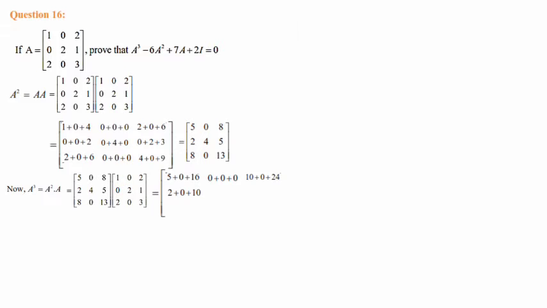Second row with the second column. 2 into 0, 0, plus 4 into 2, 8, plus 5 into 0, 0. It's mentioned. Then second row with the third column. 2 into 2, 4, plus 4 into 1, 4, plus 5 into 3, 15. Next is third row with the first column. 8 into 1 is 8, plus 0 into 0, 0, plus 13 into 2 is 26. It's mentioned. Third row with the second column. 8 into 0, 0, plus 0 into 2, 0, plus 13 into 0, 0. Next is third row with the third column. 8 into 2, 16, plus 0 into 1 is 0, plus 13 into 3 is 39. It's mentioned. Close the bracket.